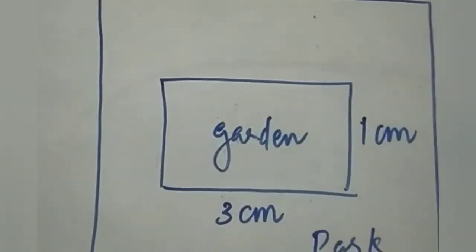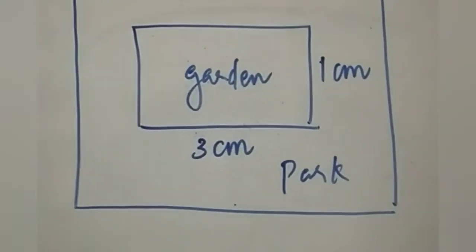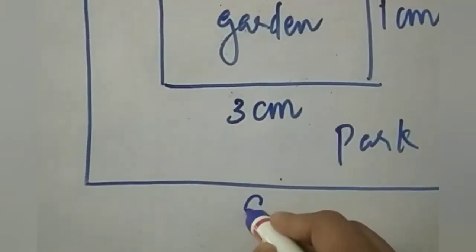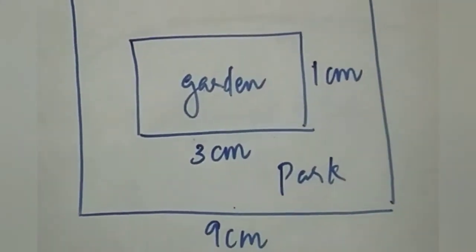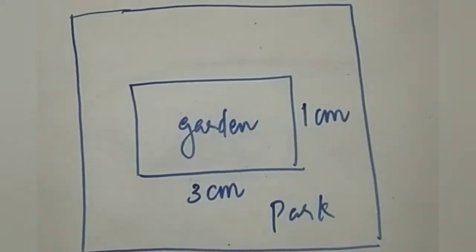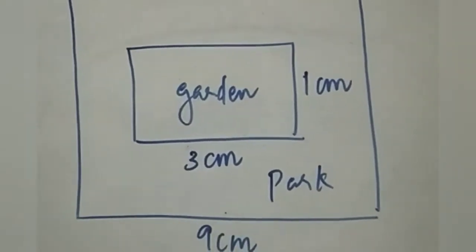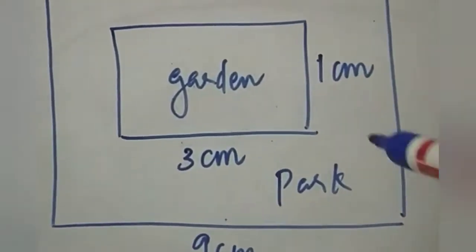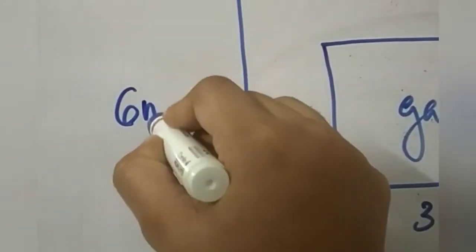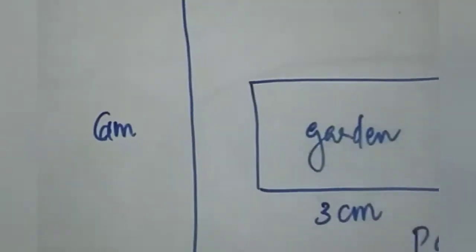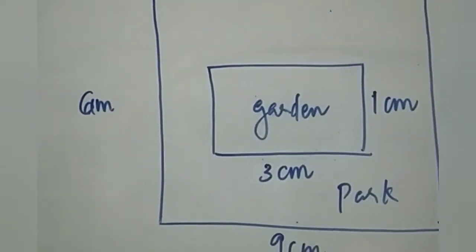And the length of the park is given as 9 cm, so we can mark it. And the breadth of the park is 6 cm. So we can mark that also. So we marked all the measurements.